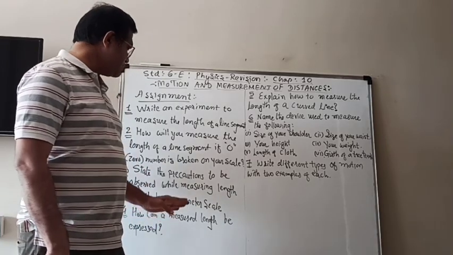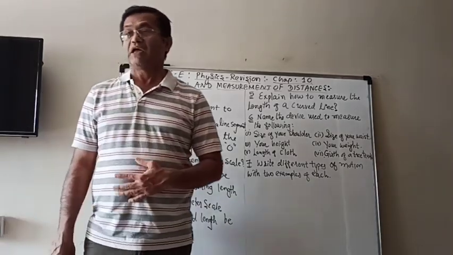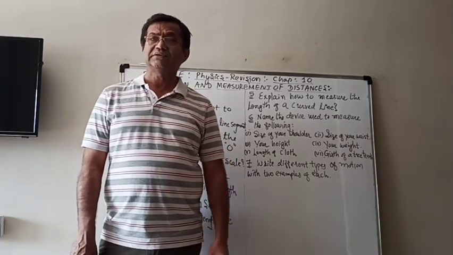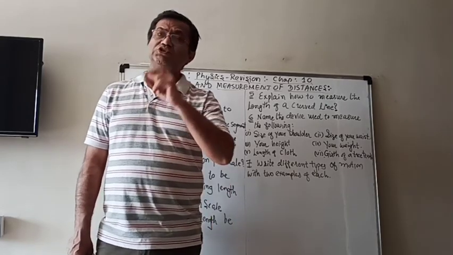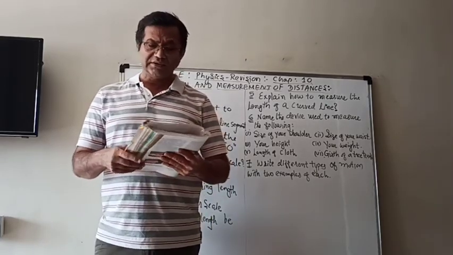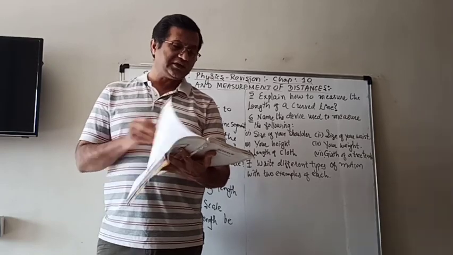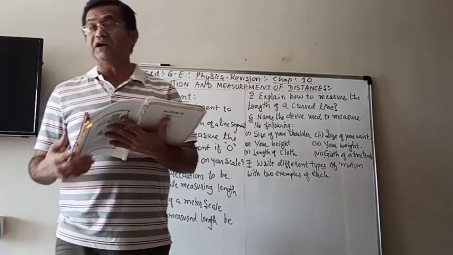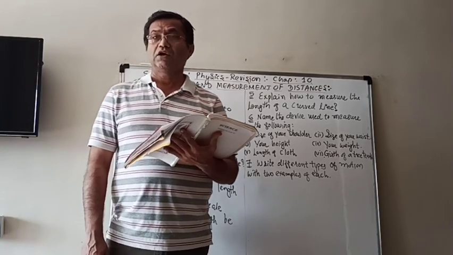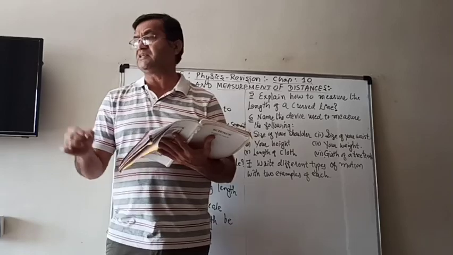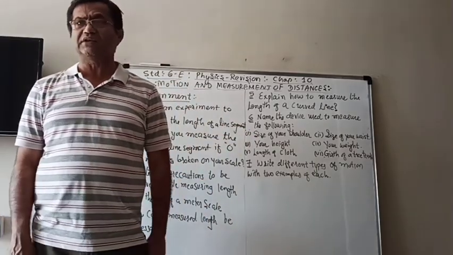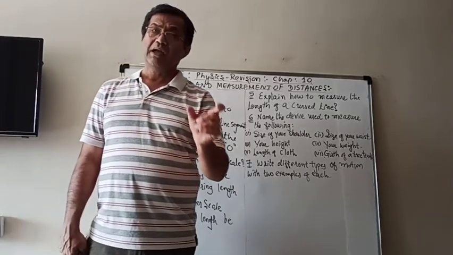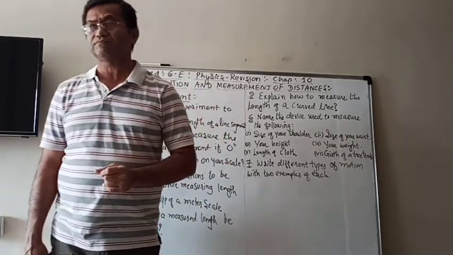Now, how can a measured length be expressed? Suppose you find the length. Any length can be expressed with two things. When you write down the measurement, it has two things. One is the number, and the other is the unit. You don't only write down 3.5, the length is 3.5, the length is 5.7, the length is 22. Not only the number, but there must be a unit with it.